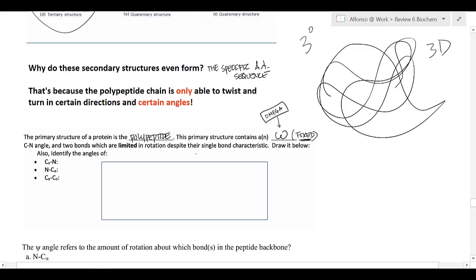Draw it below. All right, so I'm going to draw a polypeptide here, and I'll start with the N terminus. What we're going to do is identify every single angle. So you have NH3 plus.